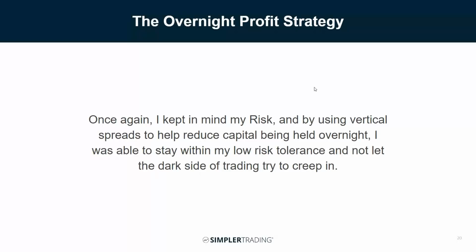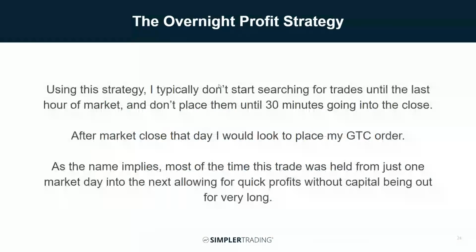And by using vertical spreads to help reduce my capital being held overnight, I was able to stay within my low risk tolerance and not let the dark side of trading creep in, even though I was holding this capital overnight, right? Which, you know, can sometimes, especially if you have a lot invested, be where the dark side really starts to come in. So by using vertical spreads to help stay within my personal risk tolerance, I was able to avoid that dark side of trading while still being able to take these signals and profits.